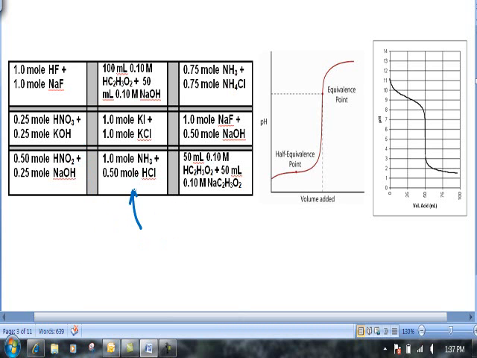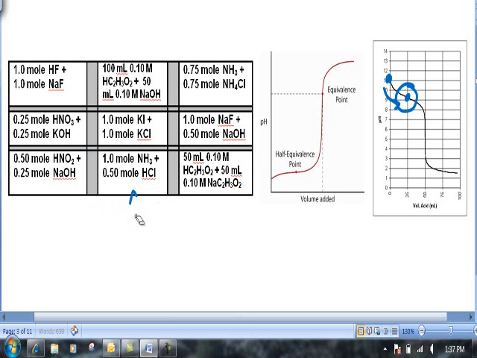So look at this one. We have 1 mole of ammonia. Ammonia would be right here on our curve, and we're adding half a mole of HCl. That's going to move us along the curve, neutralizing half of the ammonia, bringing us right to this point. That's in our buffering region, so this is something that would create a buffer system.